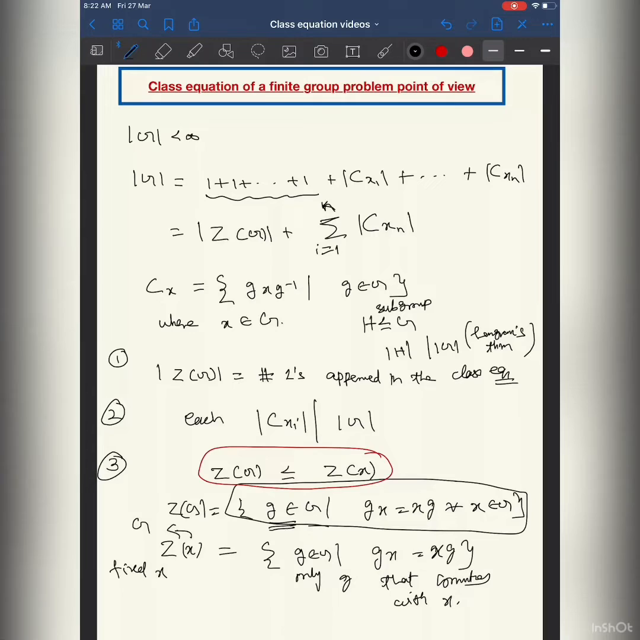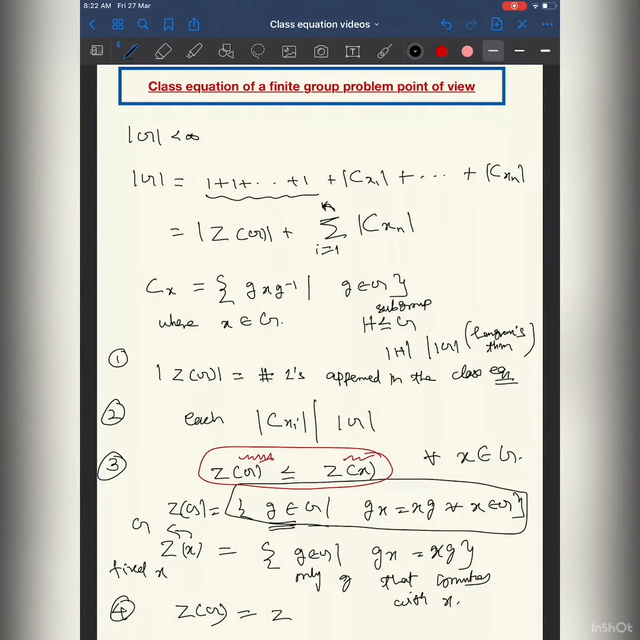Why? Because if an element is in the center, it will commute with every other element in the group, itself also, so it will commute with any x. So this is true for every x belonging to G, and this is going to be a crucial point. And the fourth point is very important.